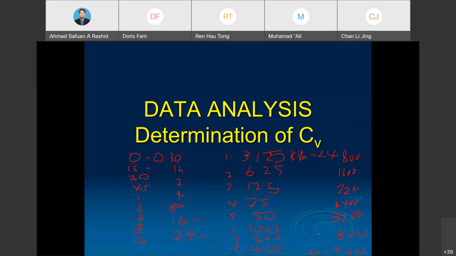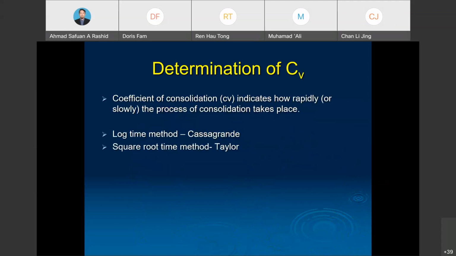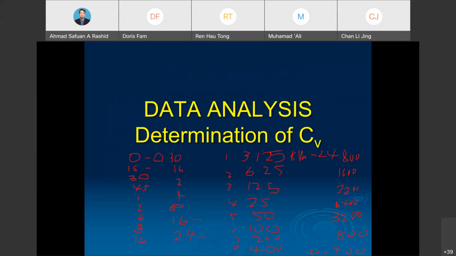Okay, tak ada soalan. Senanglah jawab ni, semua cepat faham. So, coefficient of consolidation, CV, indicates how rapidly or slowly the process of consolidation takes place. So, the first step, untuk setiap stress yang kita apply, we need to determine the CV value.